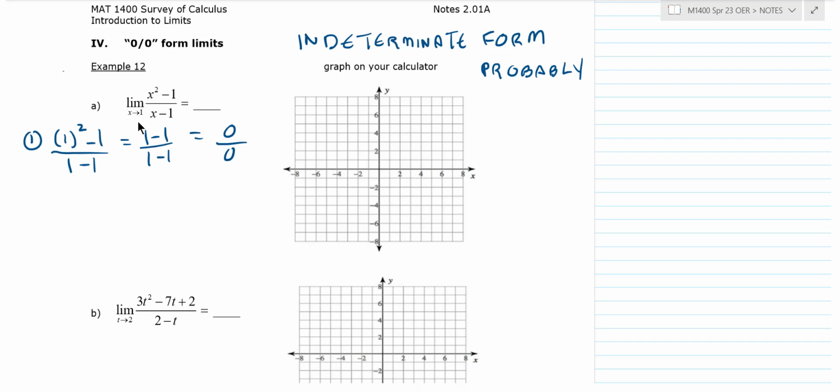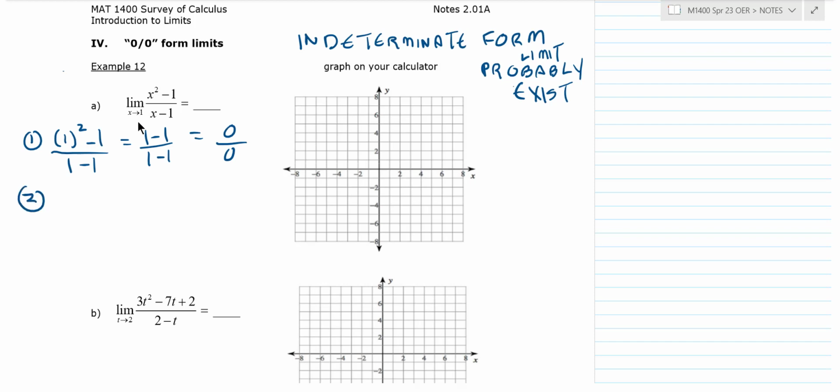I'll put it to you this way, the limit will probably exist. Now there are times when it won't exist, but what we're going to do is work with a little bit of algebra and then revisit the limit. So probably when you have a 0 over 0 limit, the limit's going to exist. There are times when you get 0 over 0 form and the limit still doesn't exist.